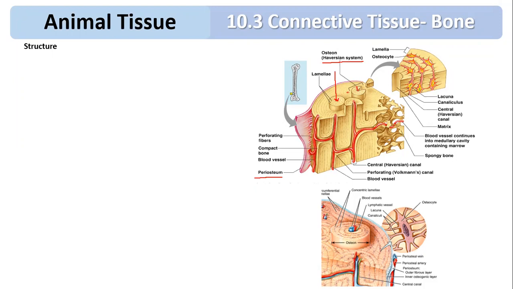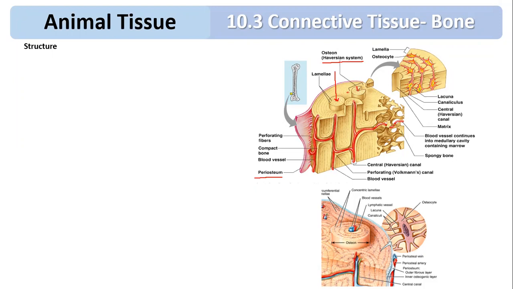The characteristic feature of mammalian bone is the presence of Haversian system. If you observe, the Haversian system has two components.